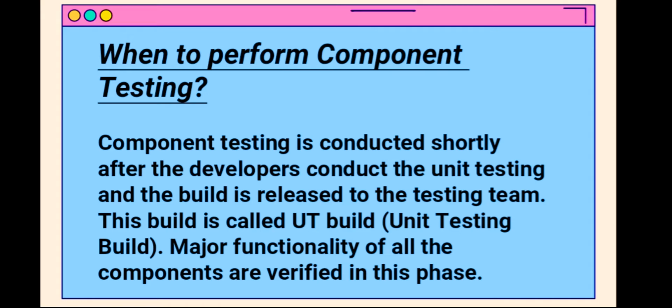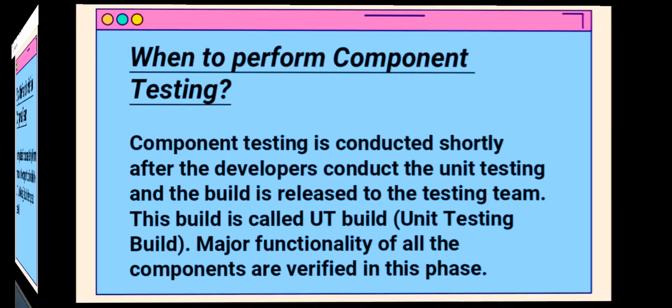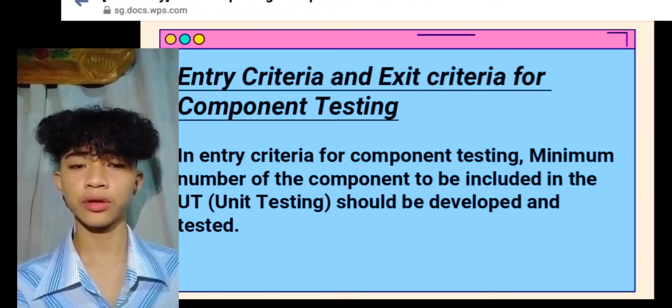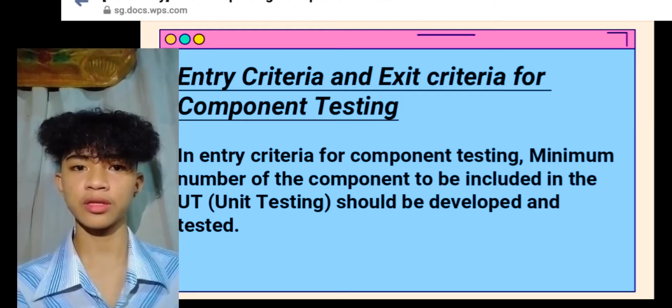When to perform component testing? Component testing is conducted shortly after the developers conduct the unit testing and the build is released to the testing team. This build is called the UT build or unit testing build. Major functionality of all the components is verified in this phase. In entry criteria for component testing, the minimum number of components to be included in the UT, or unit testing, should be developed and tested.